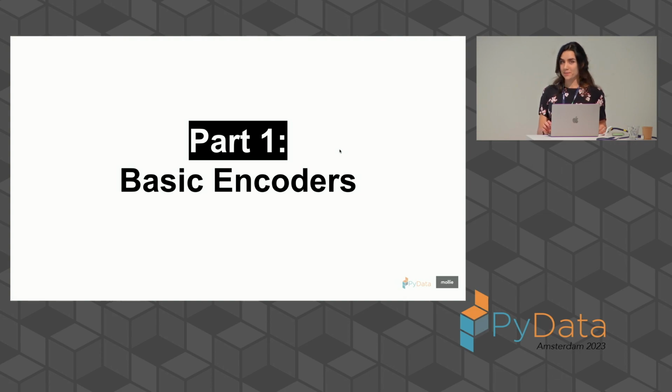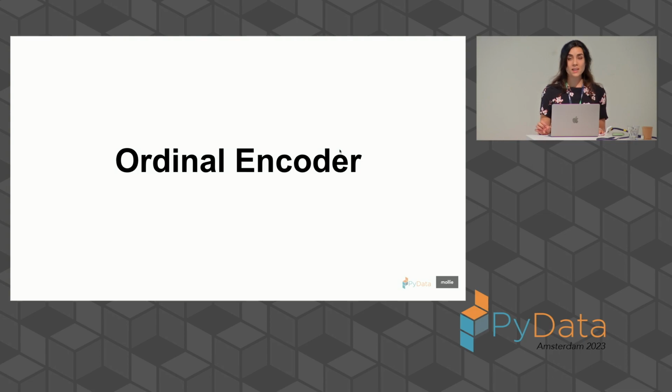So then let's start. The first part, basic encoders, also more commonly known. Let's start with something called the ordinal encoder. This is a simple one. It just maps every category to a distinct numerical value.